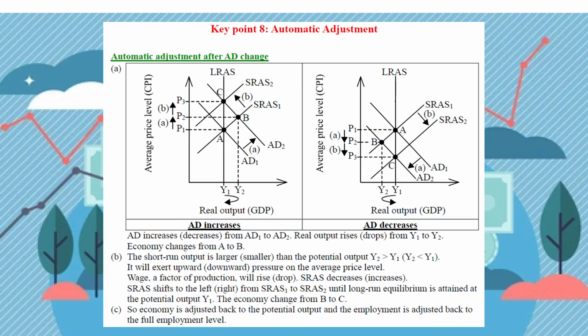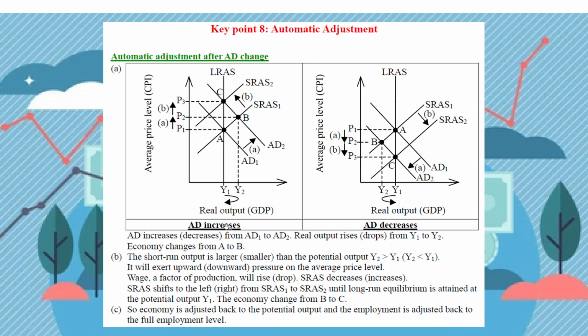So, automatic adjustment. Adjustment means that there's some change before, right? And then you adjust back. So there are two changes. If one change is by the AD, then the other change, the adjustment, must be by the SRAS. So both the AD and SRAS have changed, and you see two sets of graphs there. You have to think about them one by one.